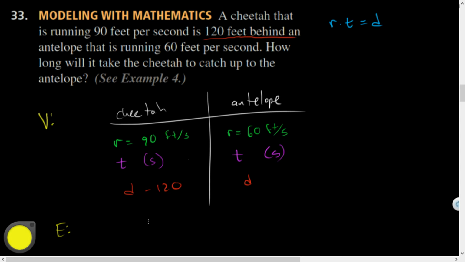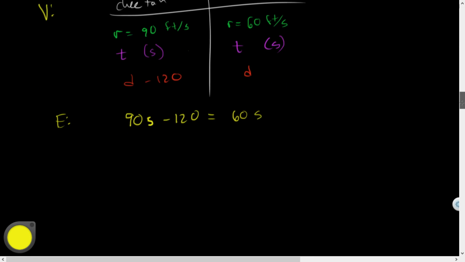Because I'm just thinking through variables here. I know he's going to be running 90. Or actually, it's probably a she, right? I don't remember. Cheetahs. So 90 times S. I think, yeah, minus 120. When is that going to equal 60 times S? Because, yeah, he's 120 feet behind. Yeah, the cheetah's running faster for sure. But let's find out how long it takes for it to catch up.